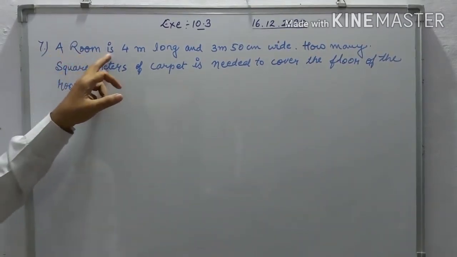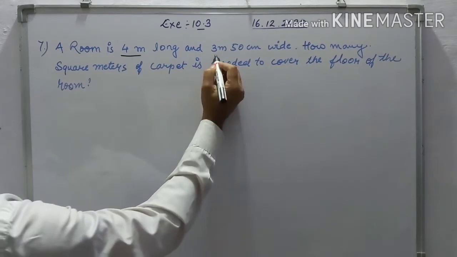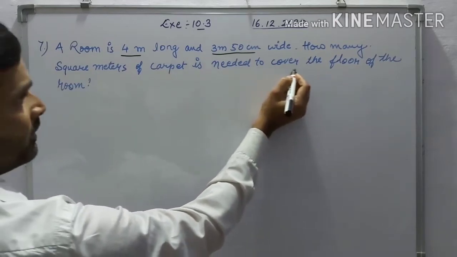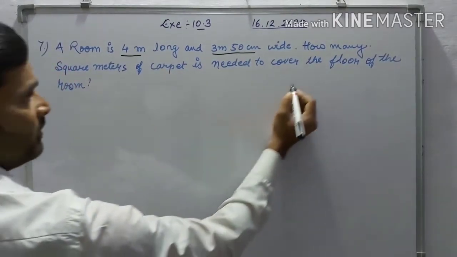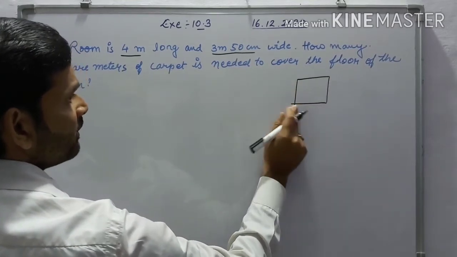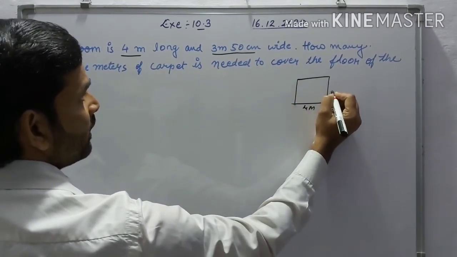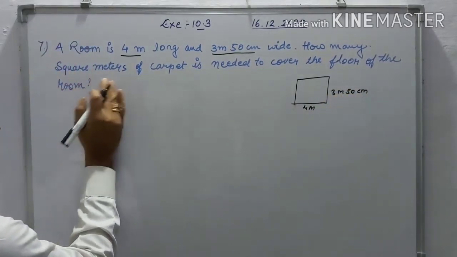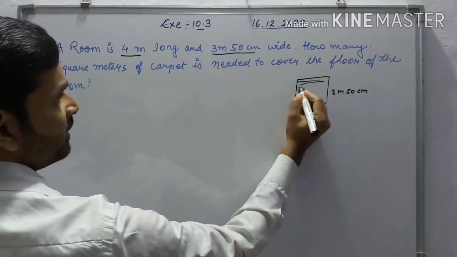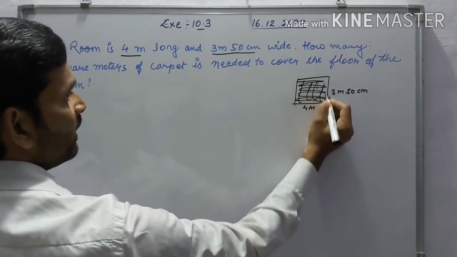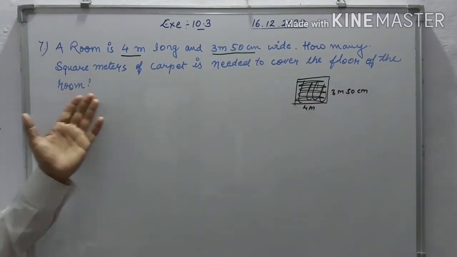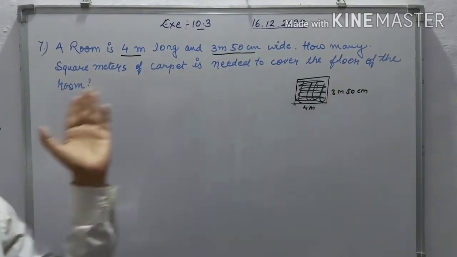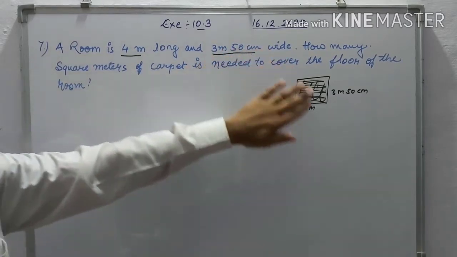A room is 4 meter long and 3 meter 50 centimeter wide. How many square meter of carpet is needed to cover the floor of the room? It means the room size is given as 4 meter long and 3 meter 50 centimeter breadth, and you have to spread the carpet to cover it. How do we find the area? How many square meter of carpet will be needed to cover the floor of the room? Okay, it means you find the area.